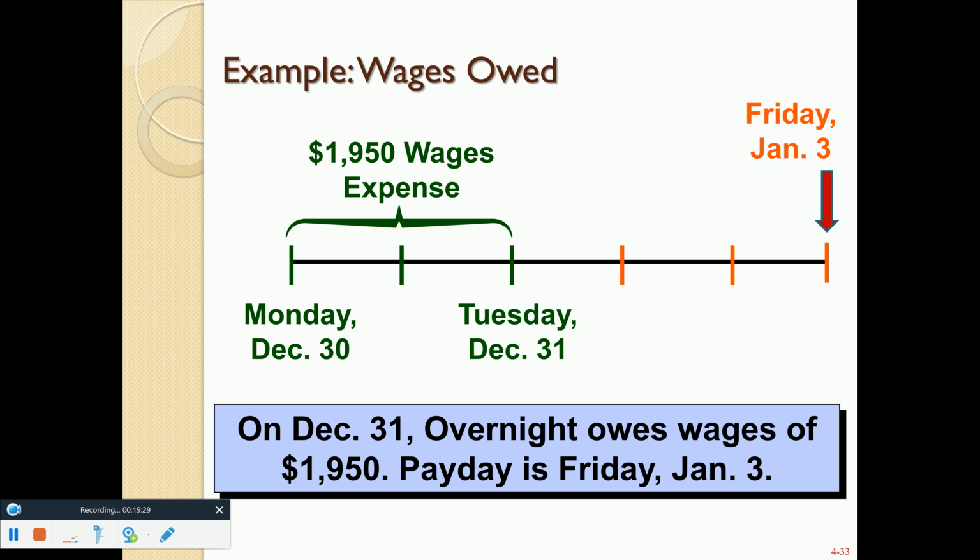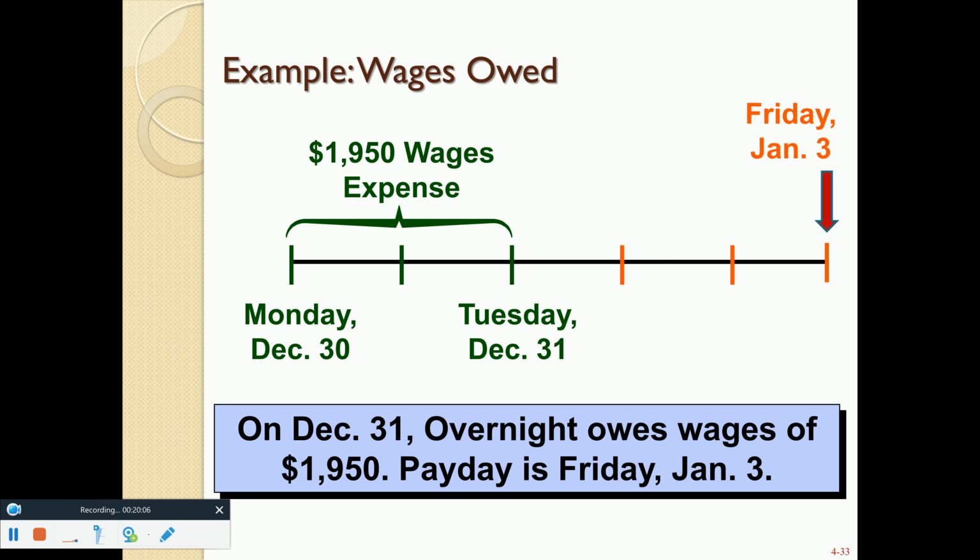So in our example, Overnight, we pay wages on a weekly basis. Our employees work Monday through Friday, and at the end of the work week, they're going to get paid on Friday. The last day of the year falls on a Tuesday. On Monday and Tuesday, as you can see on this slide, they earned collectively $1,950. They're also going to work Wednesday, Thursday, and Friday, January 1st, 2nd, and 3rd.